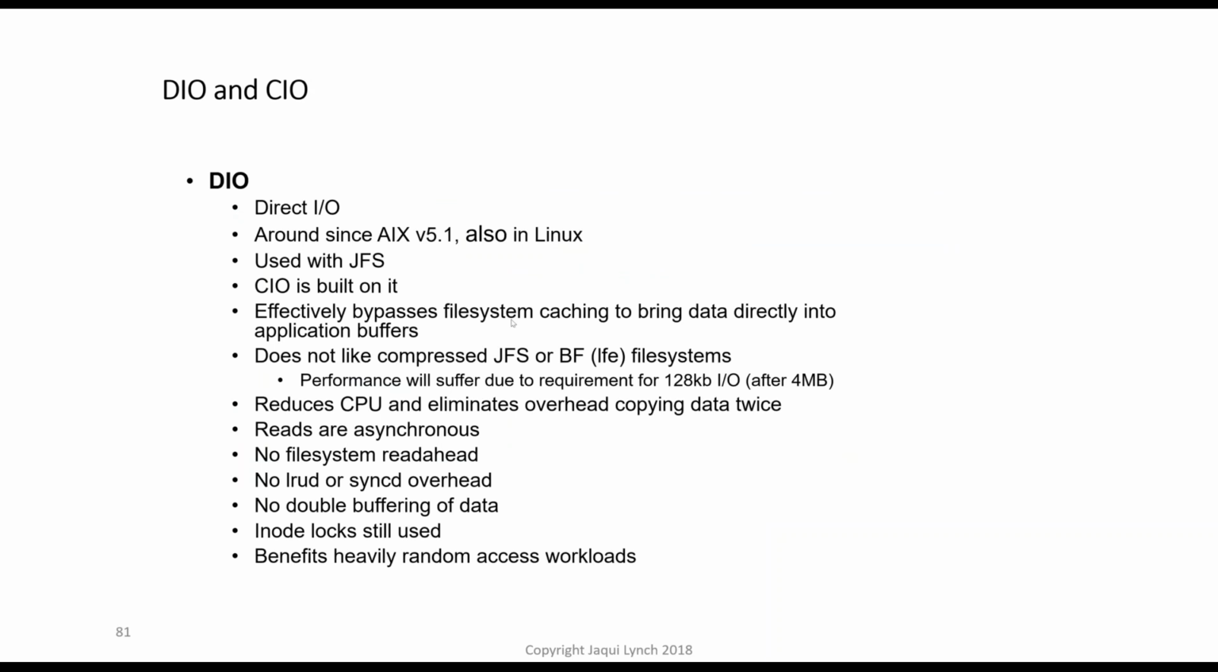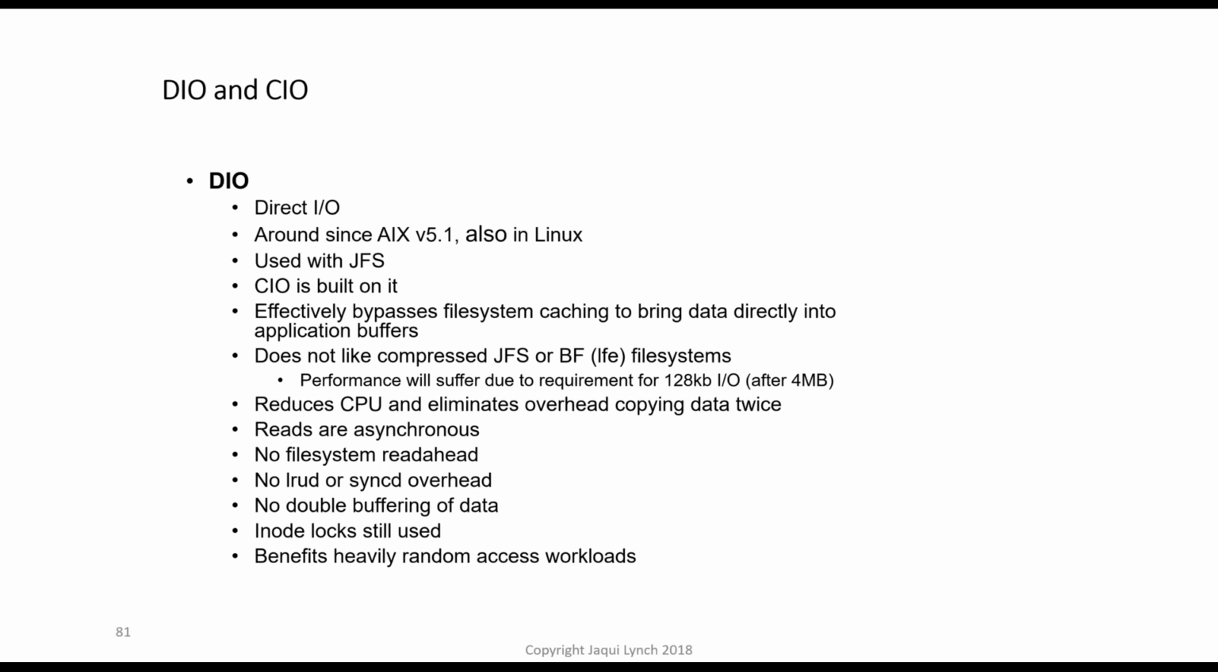Now, direct IO and concurrent IO basically allow you to resolve something that we call the double buffering issue. If you're running something like a database, and I'll use Oracle as an example, file systems get read into memory, and then they get copied into the Oracle application space. They get updated in the Oracle application space, they get copied back to the memory, and then they get pulled out to the file system. We call that double buffering because it's basically the same data in two places.